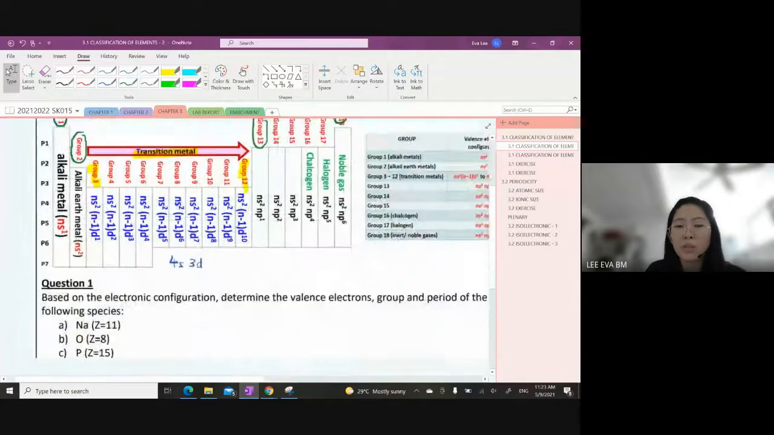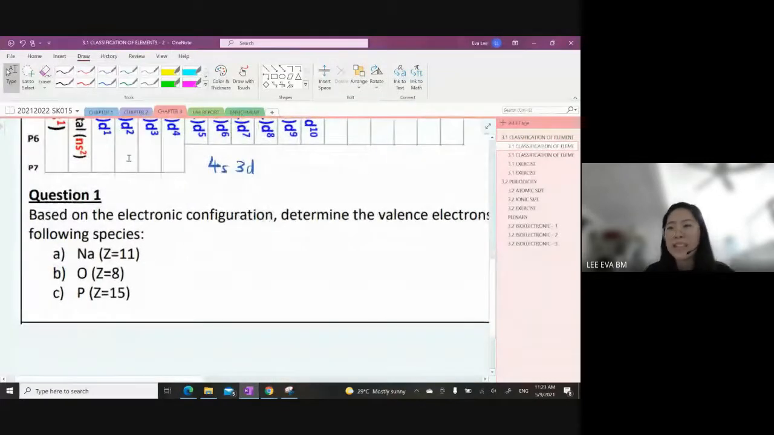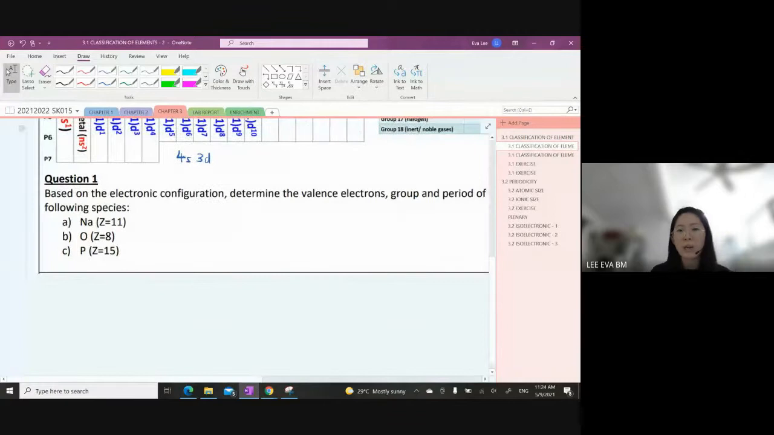So of course, besides memorizing your periodic table, you need to also learn how to recognize from the electronic configuration, because sometimes they won't give you the element straight away. They might give one unknown. Element X has proton number 11. Identify the position in the periodic table. So you need to understand how to obtain and interpret the information from the electronic configuration. So let's try question number 1 here.